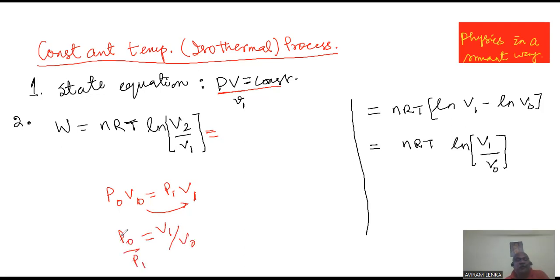So if your question is in pressure format, that will be exactly ln P0 by P1. Or it can also be kept in this way.